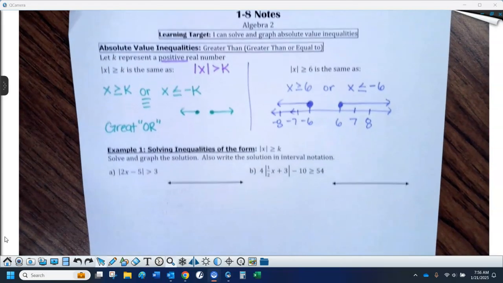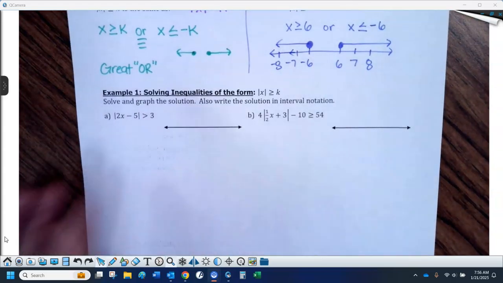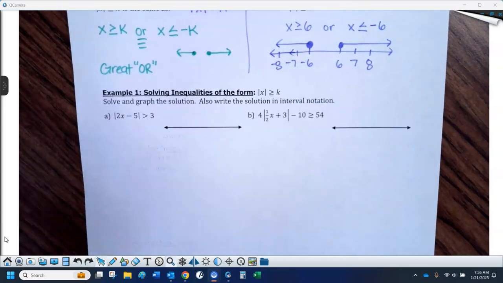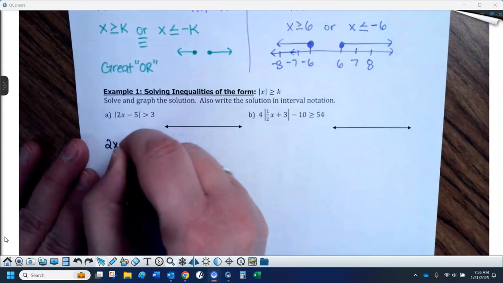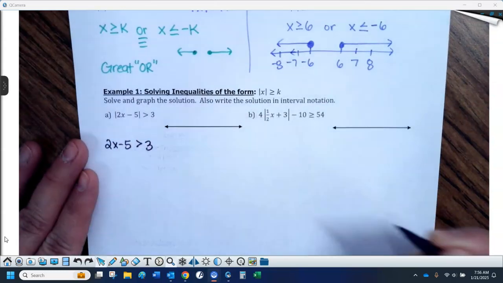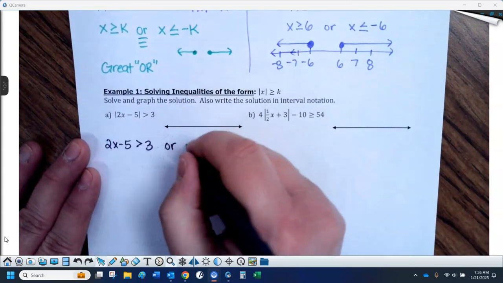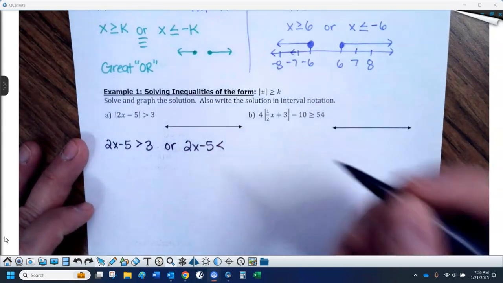Okay, so here's what we're going to do. These are a little more complicated than what I just had above, but basically what you want to do is isolate the absolute value. I have here, that's already done, absolute value of 2x minus 5 is greater than 3. So I immediately say, okay, greater than is an or statement. Just drop the absolute value and copy that with no absolute value, or you're going to keep exactly what's in the absolute value, the 2x minus 5, and flip the sign and flip the number.